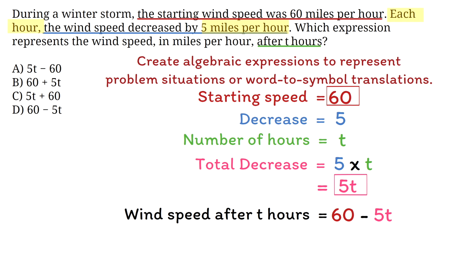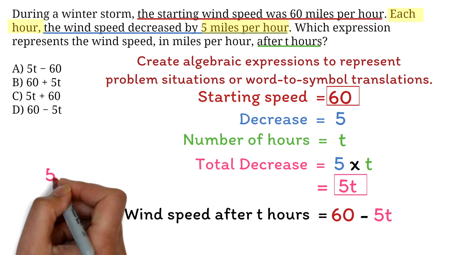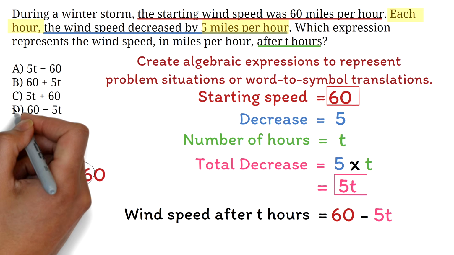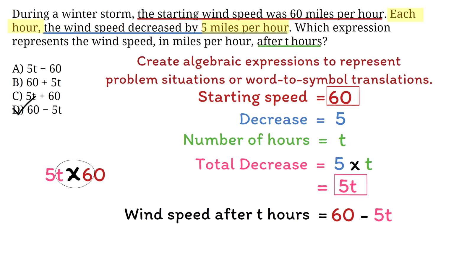Please note, we cannot write the expression as 5t minus 60. That would be incorrect. The wind doesn't start at the amount lost. It starts at 60. So we subtract the decrease from the starting speed, not the other way around. Therefore, the final answer is option D, 60 minus 5t.